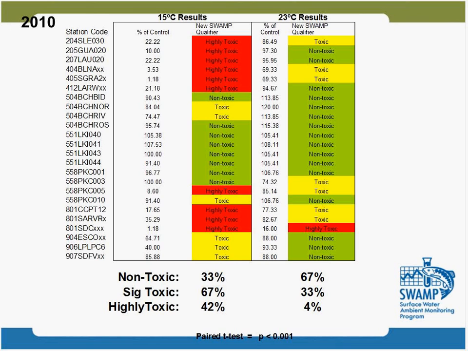So this is the same data in tabular form. You can see on the left here the toxicity at 15 degrees C versus toxicity at the standard temperature. And you can see a lot more toxicity at the colder temperature. 2% of stations were highly toxic at 15 degrees versus 4% at the standard temperature, and 6% had some degree of toxicity compared to the control using a t-test. 67% of the stations were toxic, twice as many as we saw with the standard test temperature.